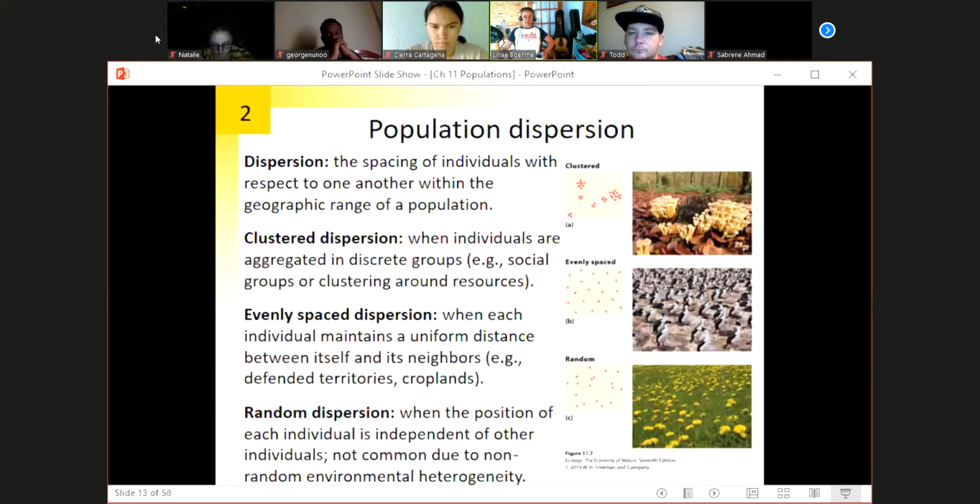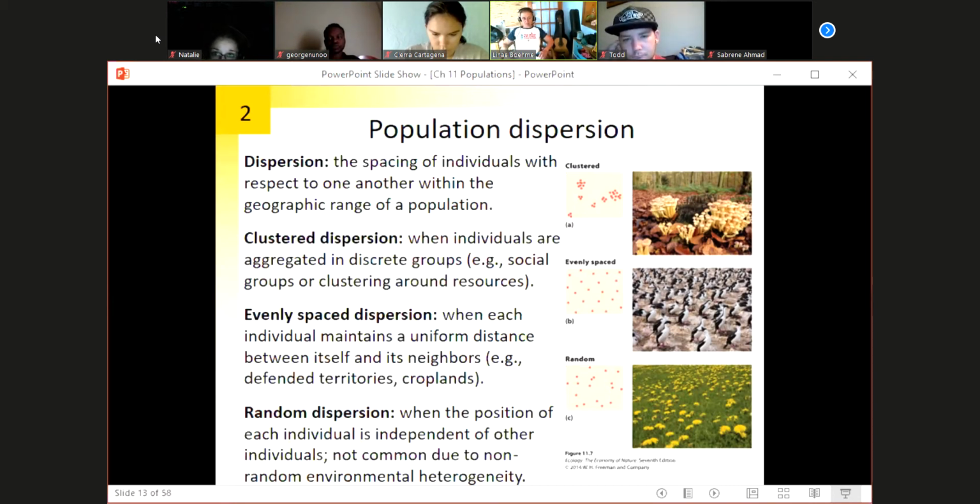So within an area, you look at the patterns of density, and this is called dispersion, the spacing of individuals with respect to one another within that geographic range. And this is different than dispersal, which is moving from one spot to the next. So dispersion refers to the current geographic range. And there's basically 3 ways you can do this. You can have a clustered distribution, where organisms are aggregated in discrete groups, like these little fungi up here. You can have an evenly spaced distribution. This is something that you see when organisms are defending territories, or remember we talked about the leks, where the birds just stand there and defend the territory.